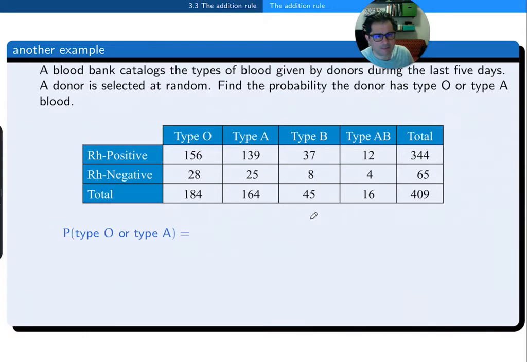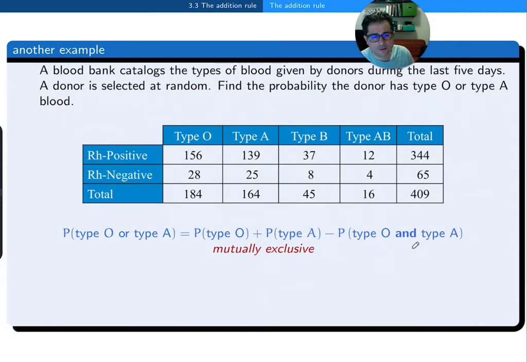So the probability of being type O or type A is just going to be, this is the formula, the type O plus type A minus the and, right, the intersection. But there's nobody here. These events are mutually exclusive. So it's just the first two parts. So you get 184 divided by the total. And for type A, it's of course 164 divided by the total. And you add those, and that's the probability. When they're mutually exclusive, all you do is add them. The third term becomes a 0 because there's nobody there.